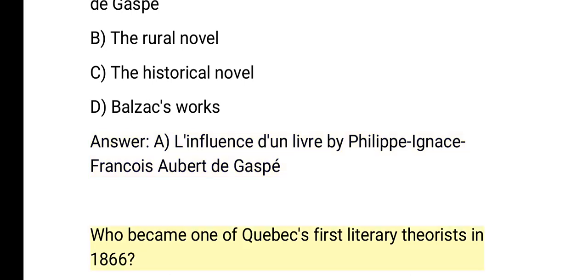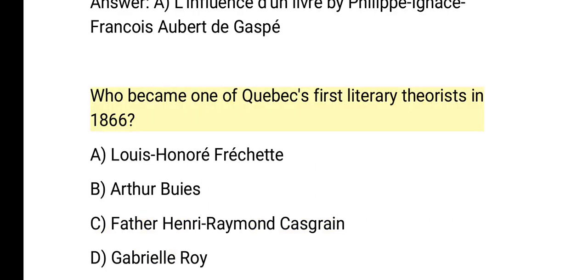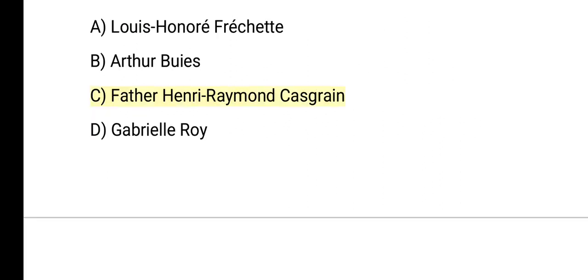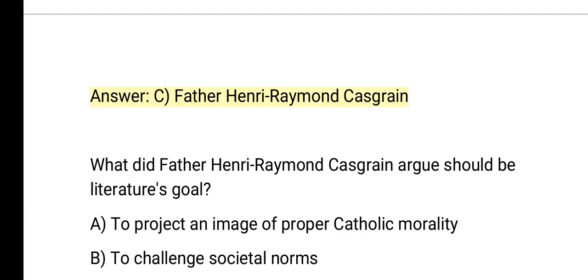Who became one of Quebec's first literary theorists in 1866? A. Louis-Honoré Fréchet. B. Arthur Buies. C. Father Henri Raymond Casgrain. D. Gabriel Roy. Answer. C. Father Henri Raymond Casgrain.